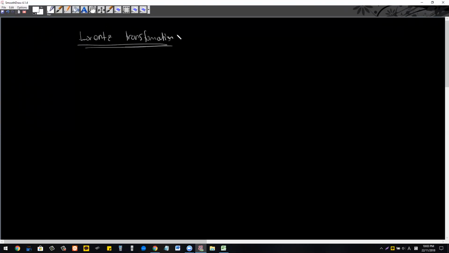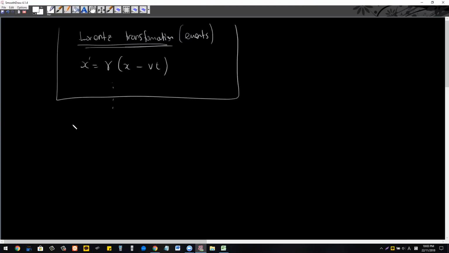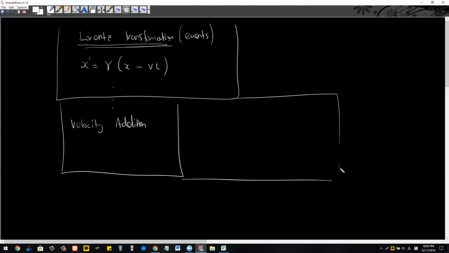So the Lorentz transformation deals with events, so when and where things occur. That was given by x dash equals gamma (x minus v t), things like this. I showed you the equation before. And also there is an equation for the velocity addition problem. We have learned that. Yes, there's another formula for that one. And then there is relativistic kinematics.